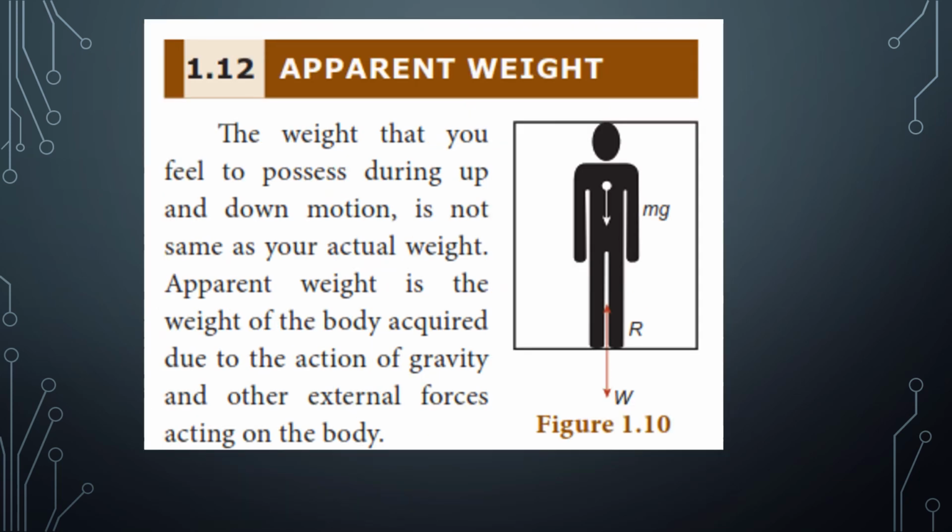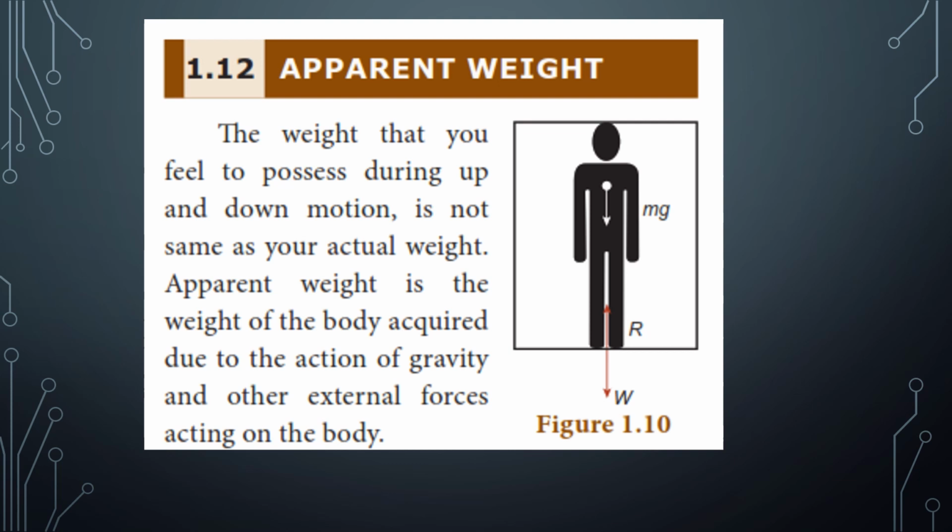Apparent weight, the weight that you feel to possess during up and down motion, is not the same as your actual weight. Apparent weight is the weight of the body acquired due to the action of gravity and other external forces acting on the body. Let us see this from the following illustration.